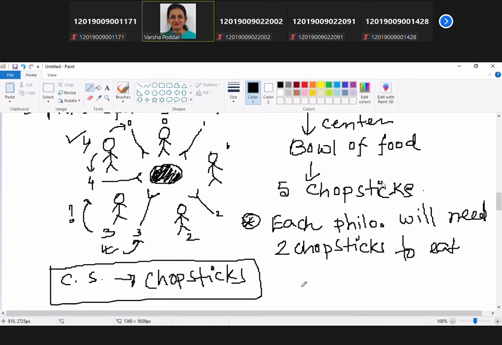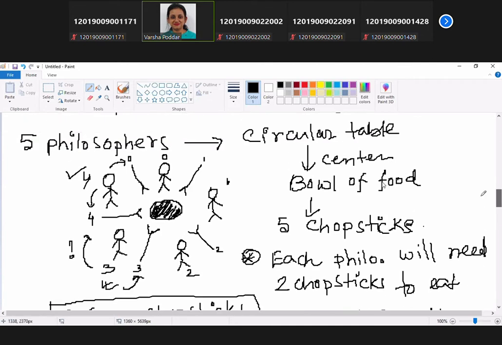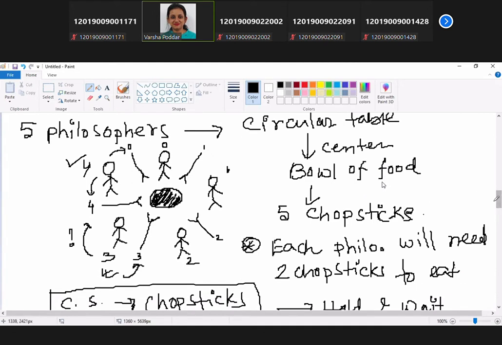So it is a type of hold and wait problem. I was talking about hold and wait. Suppose this philosopher number 3 has got chopstick number 3 free. So this person takes up number 3, but number 4 is not free. That means it is holding number 3 and waiting for number 4 to get released, and it will then start eating. So this type of problem is named the hold and wait problem.